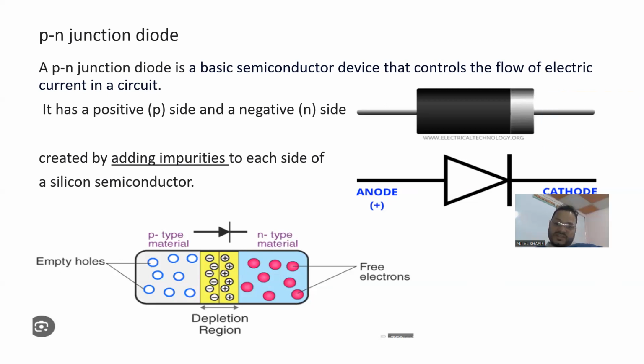The junction diode is a basic semiconductor device that controls the flow of electrical current. Like I said before, it is like a bridge and like a wall. Sometimes we use it to make the current flow, and sometimes we use it like a wall to prevent the current from flowing. It has a positive side and a negative side, created by adding impurities to each side of the silicon semiconductor.